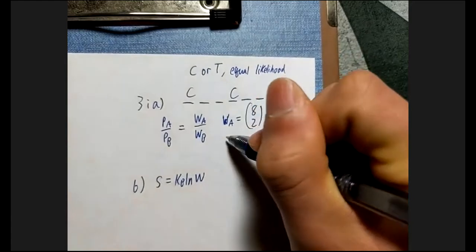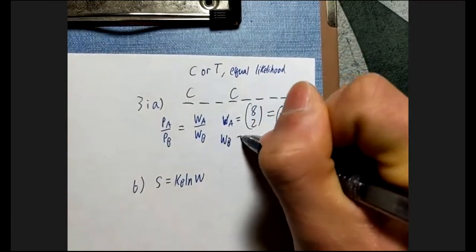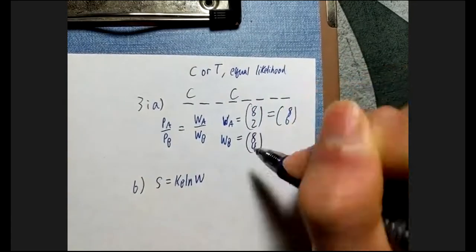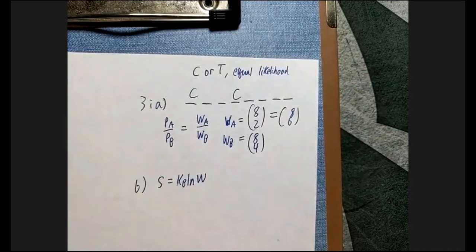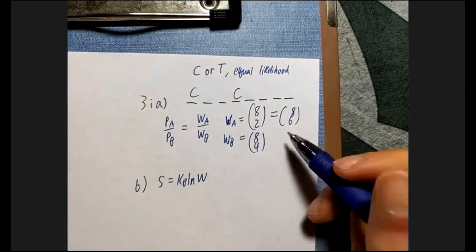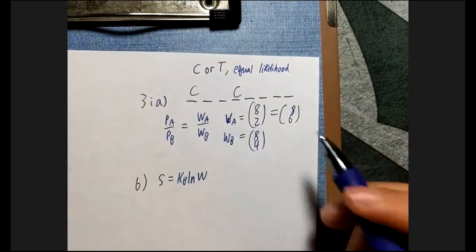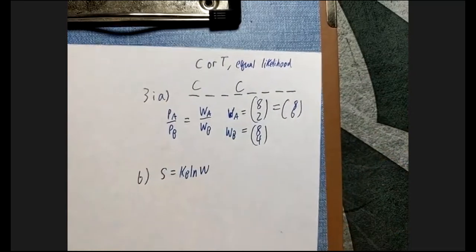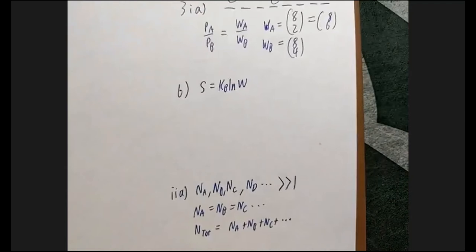And then similar for state B, you'll just have 8 choose 4, where you choose 4 spots to be either cis, or you choose the 4 spots to be trans, and the rest will be filled in. And then when you calculate these and put them over each other, you'll get the relative probability. And that will be this for part A.